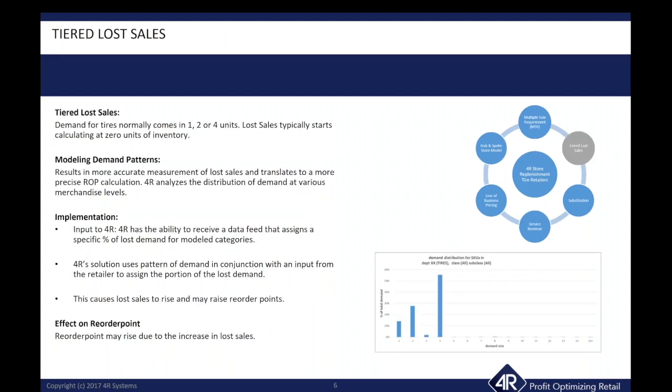Next up is tiered loss sales. Tiered loss sales uses transactional data that helps our system understand the distribution of demand for our particular item or class. Tiered loss sales is best explained by giving an example.